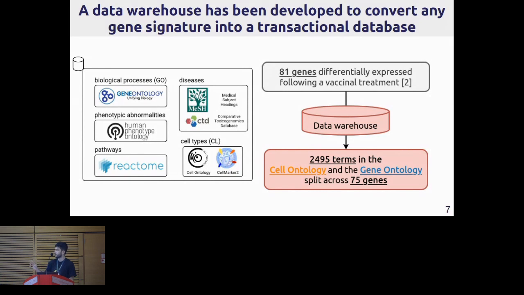And to illustrate how the pipeline works, I'm going to show you how it works when we take 81 genes that were differentially expressed following a vaccinal treatment. And here we will try to characterize this gene set based on the cell types and the biological processes that you can identify in this gene set.